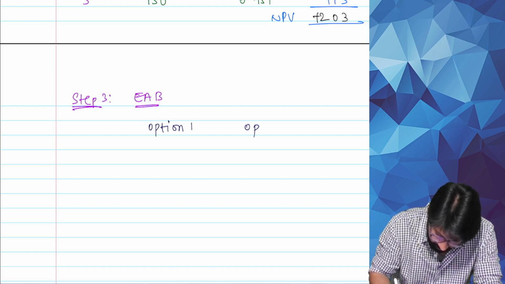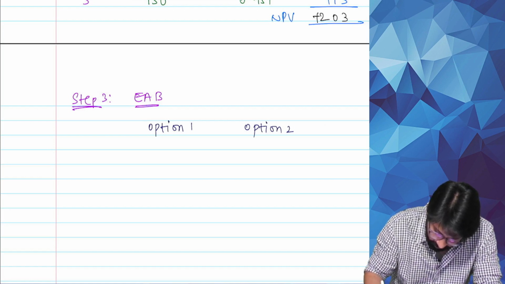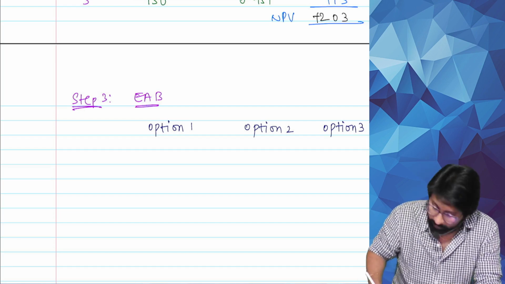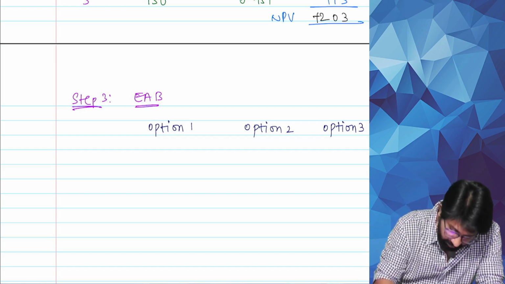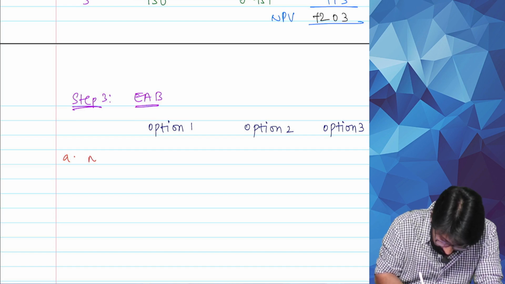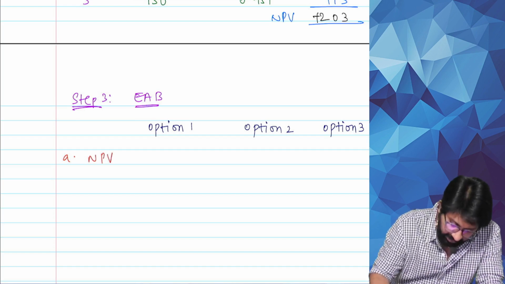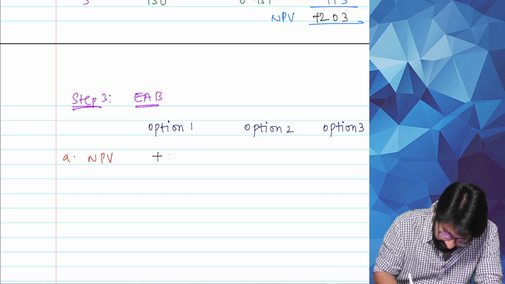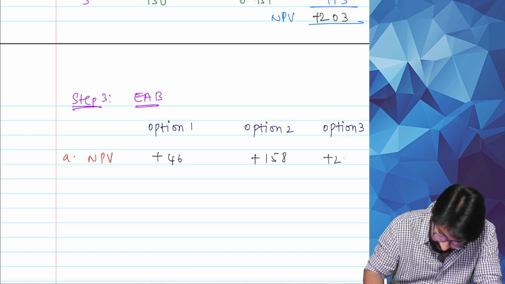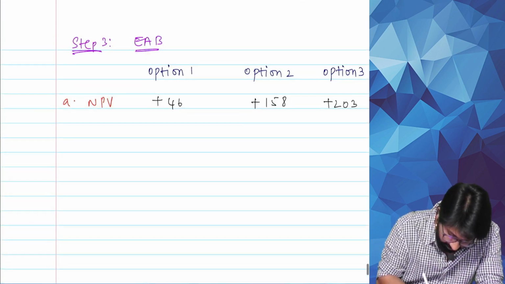Option 1, option 2, option 3. Three options are there. First write down A: NPV. I will tell the values properly. NPV: plus 46, plus 158, plus 203.